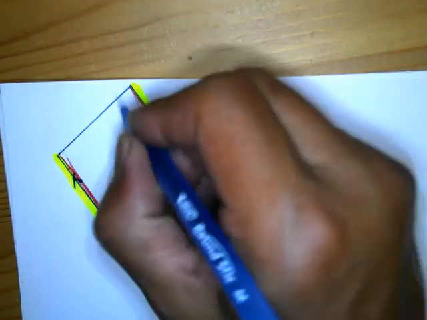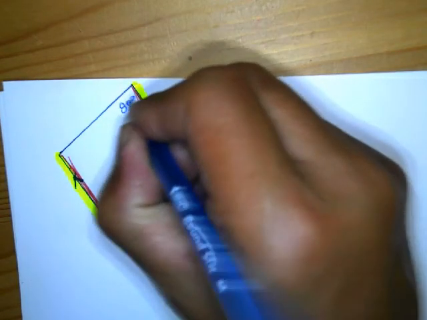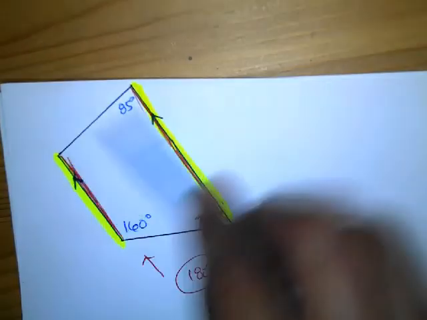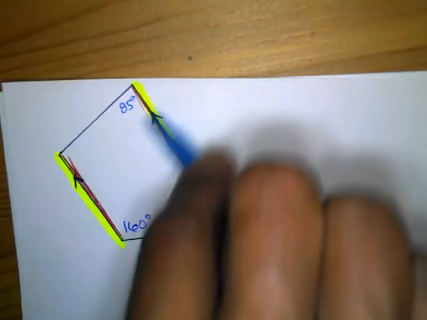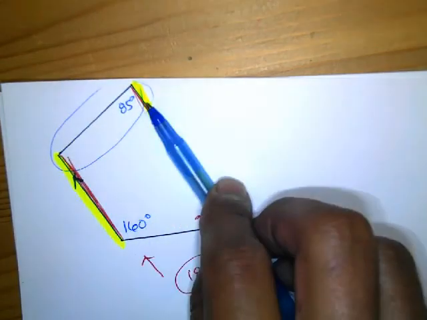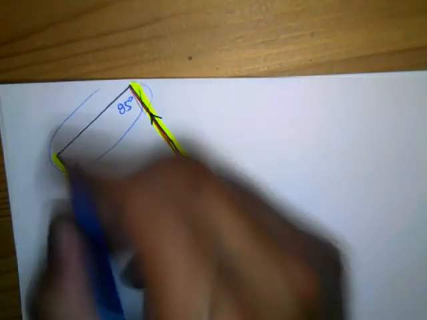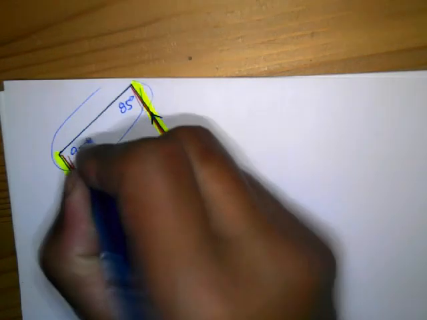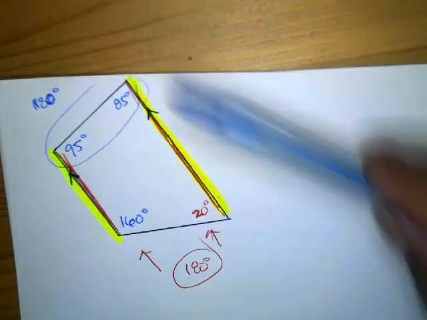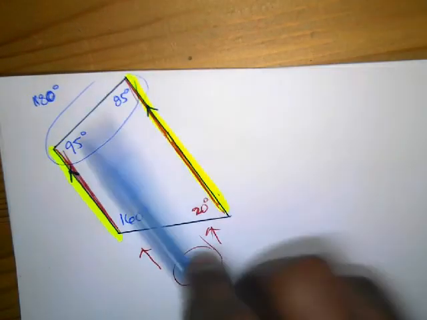This looks like it'll be like 85 degrees. And see, again, these two will also add up to 180. Again, because you're going to go this way. So if this is 85, this one would have to be what? 95. These will also add up to 180.